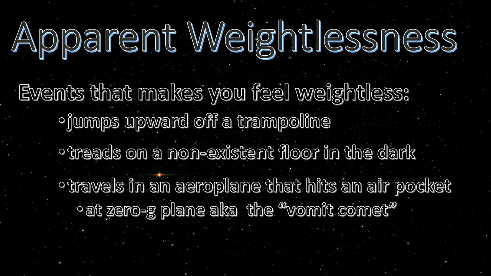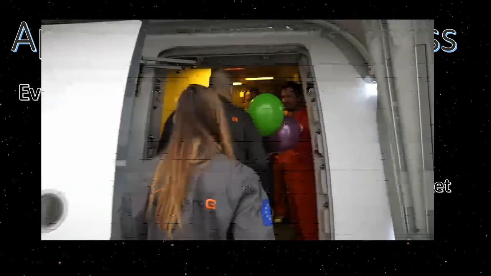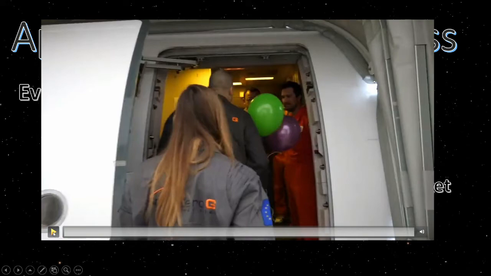The third one is when you travel on an airplane that hits an air pocket. An example of this is a zero gravity or zero-G plane, also known as the vomit comet. So let's watch a video about the vomit comet here.